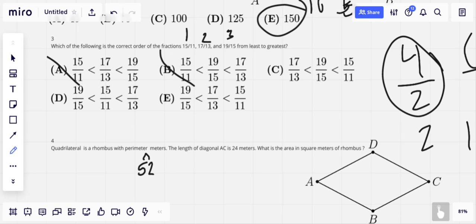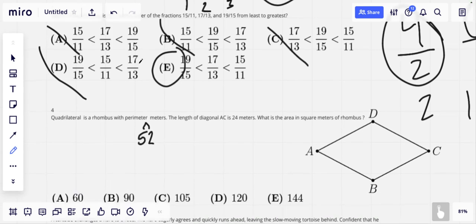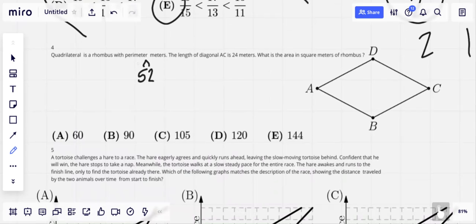And then this one shows 17 over 13 as the least, and 19 over 15 in the middle, so that's not right. And then this one shows 19 over 15 and 15 over 11 in the middle, so that's not right. And then this one is our correct answer. That means, let's go to the fourth problem.